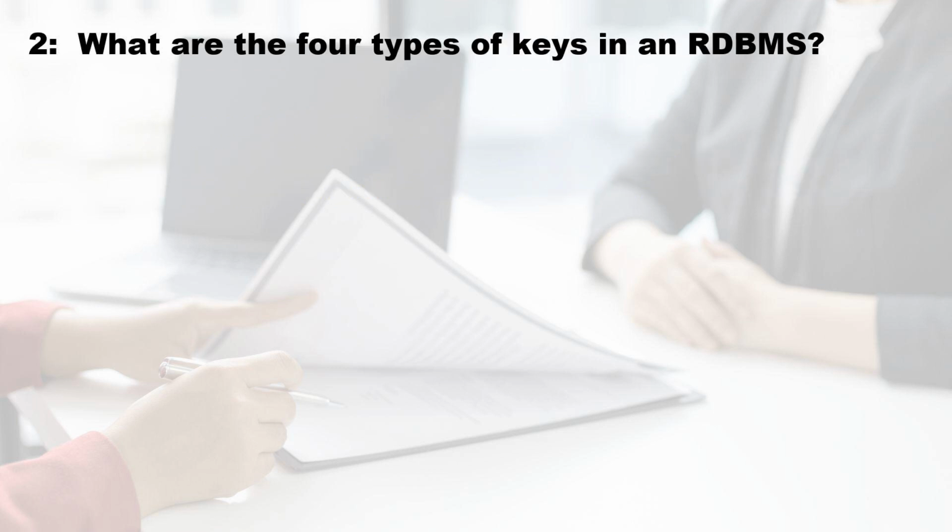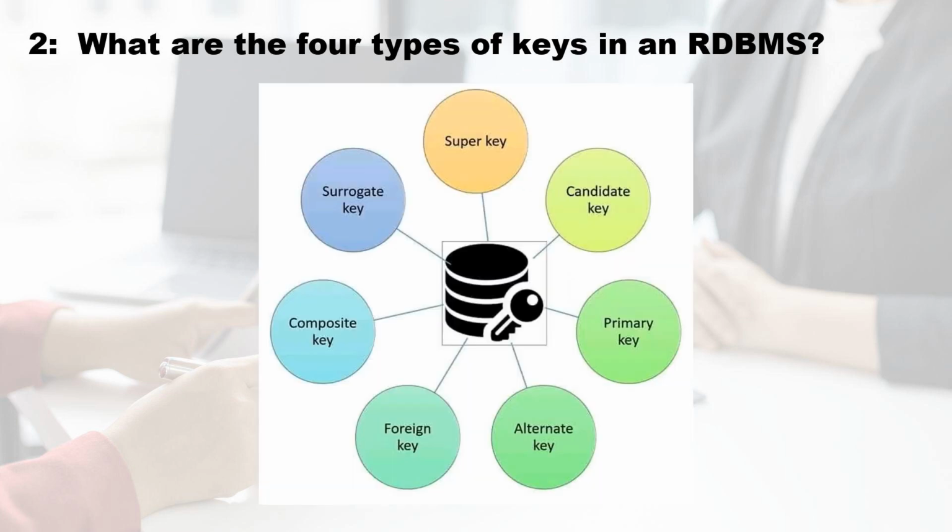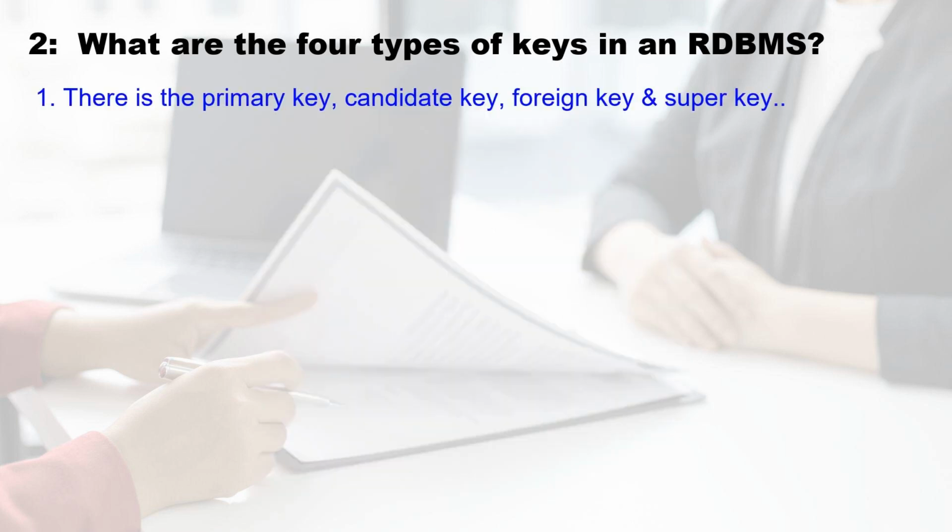Number 2. What are the four types of keys in an RDBMS? There is the primary key, candidate key, foreign key, and super key.